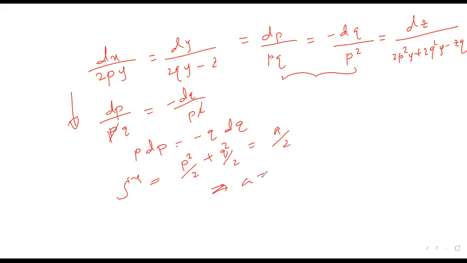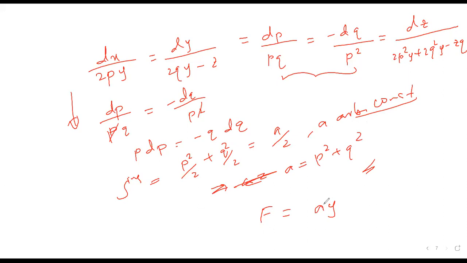So a is the arbitrary constant. Please write it down nicely; I'm just writing short. So a is equal to p squared plus q squared. This is one of our findings. Therefore, our main equation f, which is given as equation number 1, will be turned into ay minus qz equal to 0.